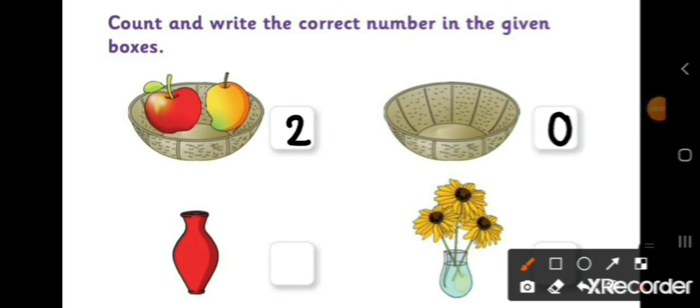Now see the next set of picture. There are 2 vases. In the first vase, do you see any flowers? No, there are no flowers. The vase is empty. So we can say there are 0 flowers. So we will write number 0 in this box.